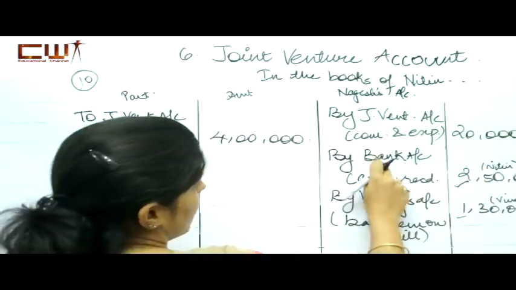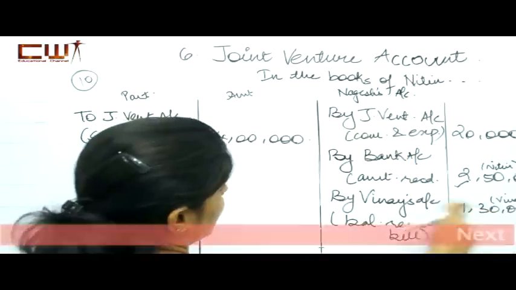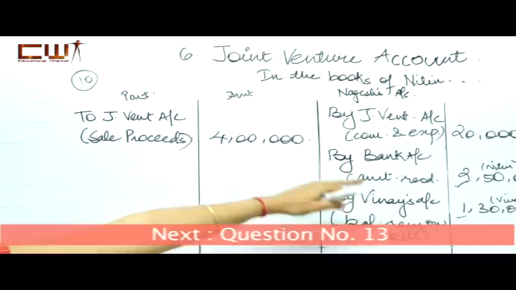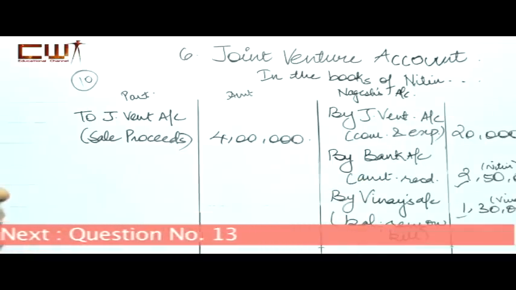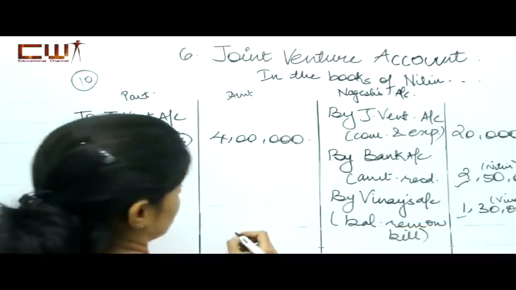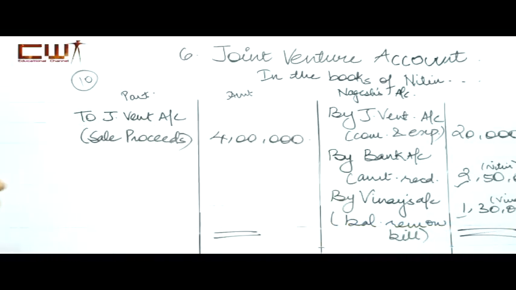Nitin's name is not mentioned because we are preparing in Nitin's book only. Vinay's name we have mentioned for 1,30,000. So 2,50,000 plus 1,30,000 will give you 3,80,000. 380 plus 20 will give you 4. So the accounts are balanced with 4 lakhs.